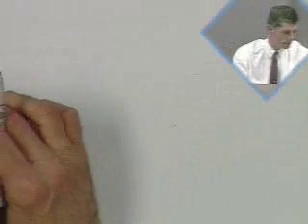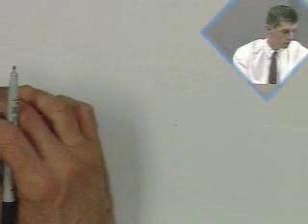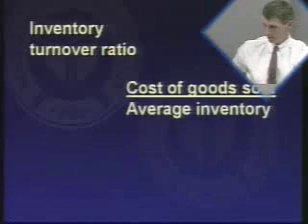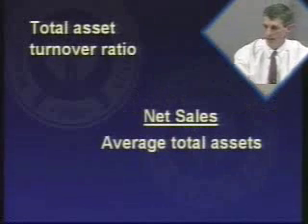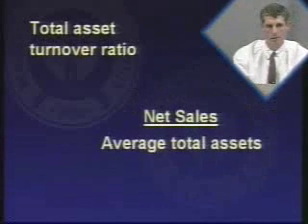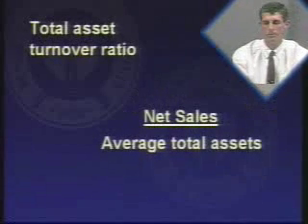Next, last ratio on the first page. Total asset turnover, which is net sales divided by average total assets. Higher is better, true or false?